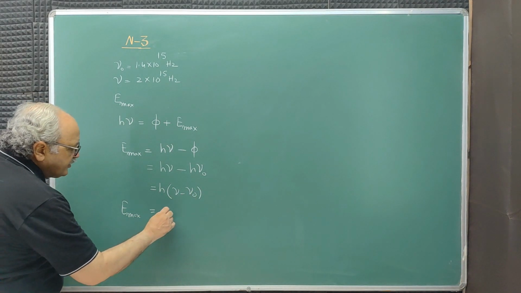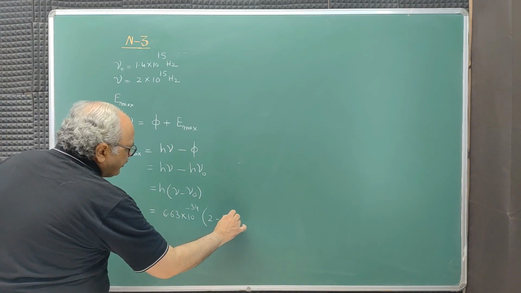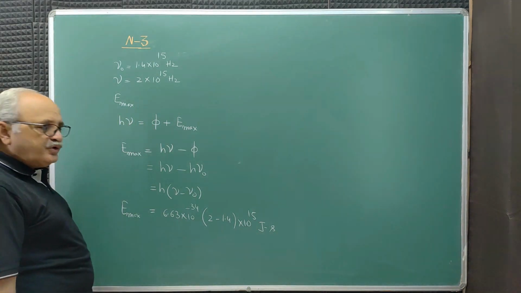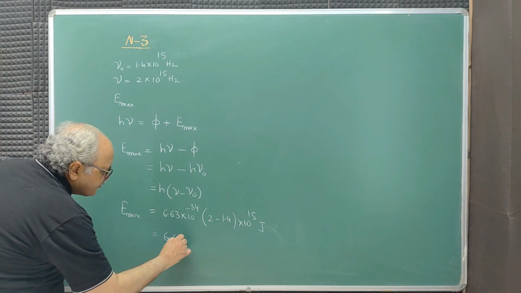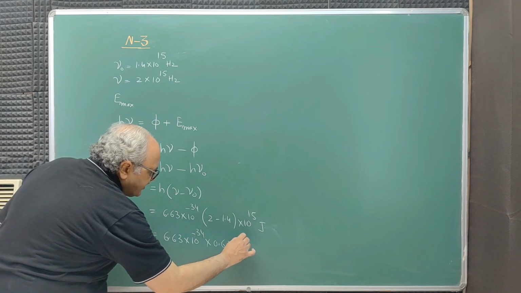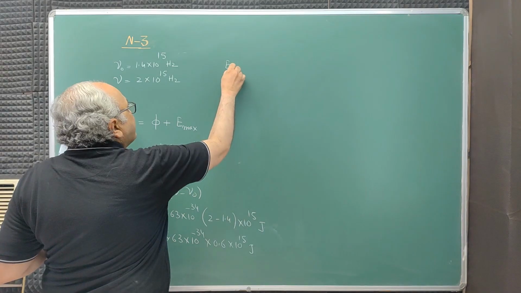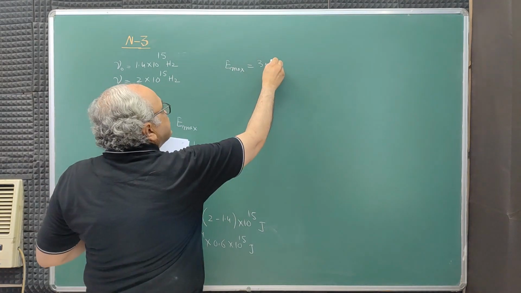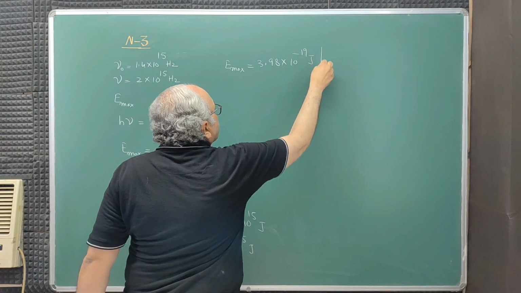E_max is equal to 6.63 × 10^-34 × (2 - 1.4) × 10^15, and since everything is in SI system, the unit is going to be joule. If you simplify it, this is equal to 6.63 × 10^-34 multiplied by 0.6 × 10^15 joule. And if you simplify, this comes out to be E_max equals 3.98 × 10^-19 joule. So this is our answer.